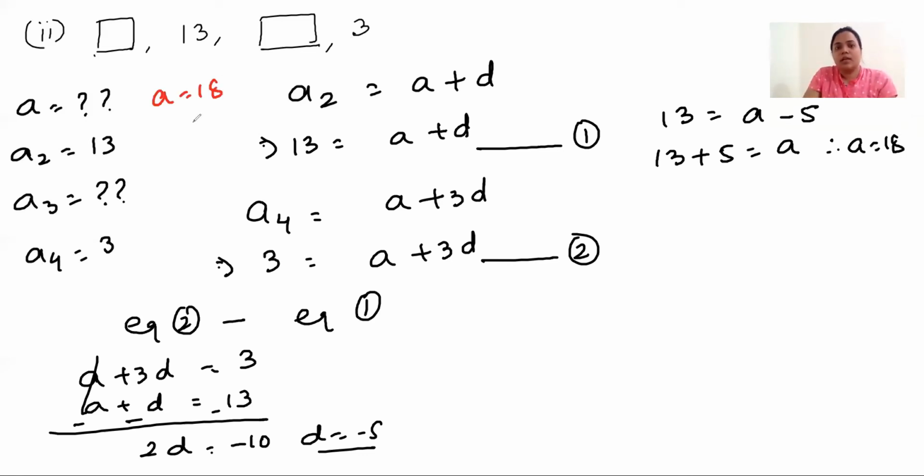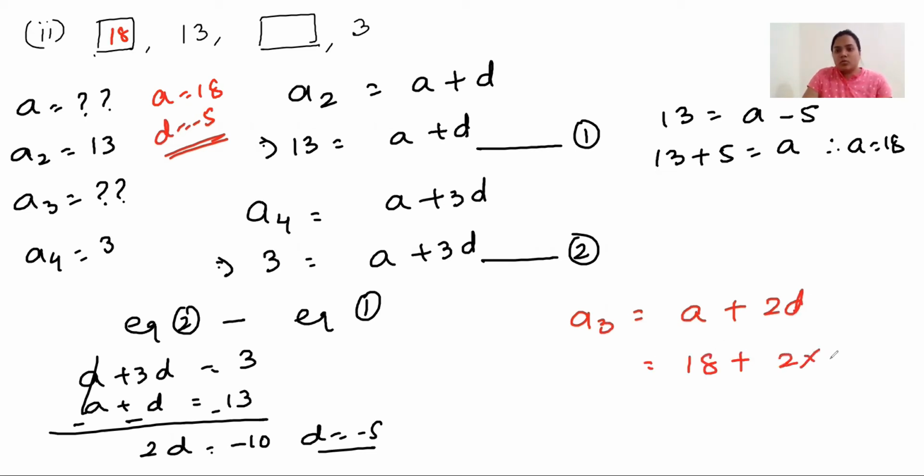A is 18 and D is minus 5, and now we can find anything. So this one we have already got, that is A is 18 and we have D also as minus 5. So we can now write A3. A3 will be equal to A plus 2D. So A is 18 plus 2 into minus 5. So 18 minus 10, that is 8. So I can write this term as 8.